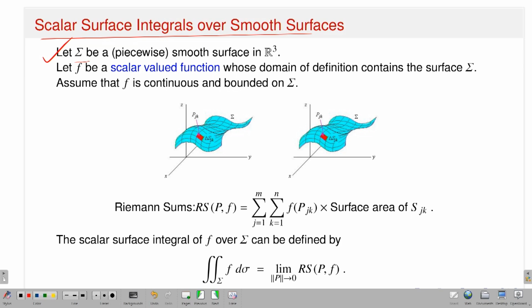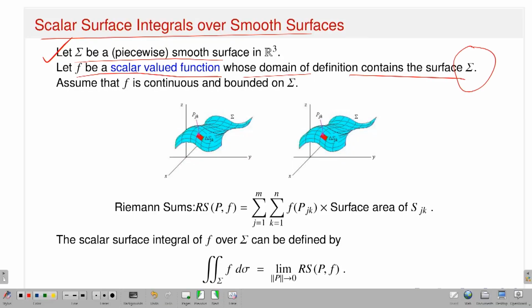So first you have to start with a smooth surface or piecewise smooth surface, which I have already discussed in my last lecture, the definition of smooth surface along with the parameterizations. Then I am going to talk about the notion of scalar surface integral. That means I have to start with a scalar valued function whose domain of definition contains my surface. So I am starting with a function f from R3 to R, f is defined on some domain, and that domain should contain my surface gamma. That is the first thing.